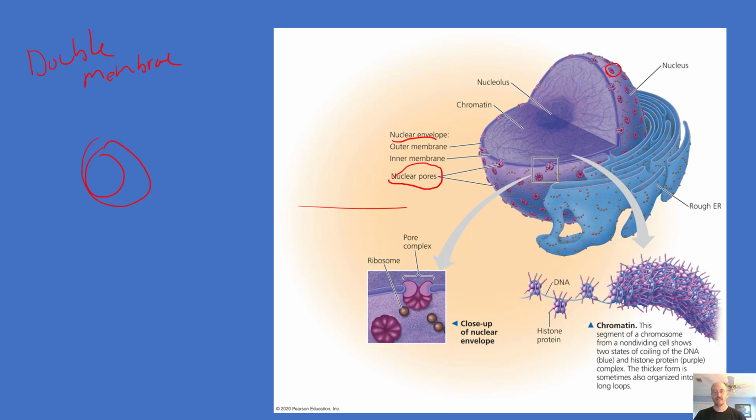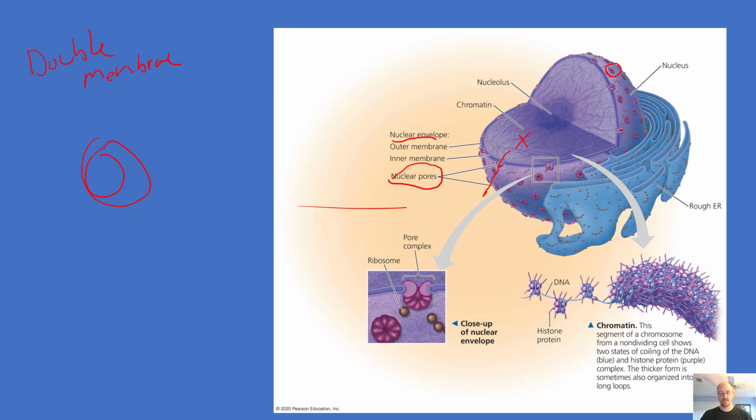From these pores, this is how RNA gets out, right? Because remember, transcription and translation, if you've learned about that already, takes place inside of here. If you don't know that, RNA is made in here, like messenger RNA, and then it comes out of the nuclear pore, and then it goes to a ribosome where protein is made. Something that you should be aware of.